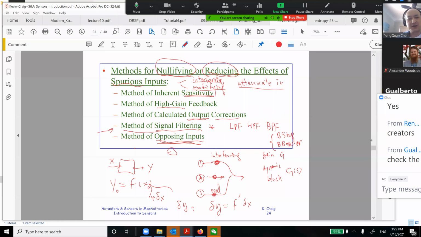Okay, we should stop here. And we are going to talk about those sensitivities. I think you should be able to do these quiz questions, okay? Then we start next week on more on the sensors, starting with sensor sensitivity.